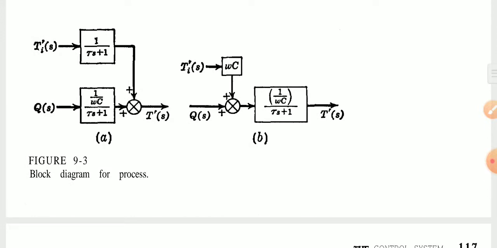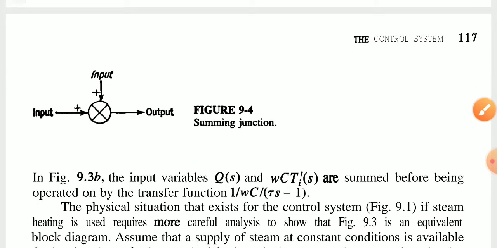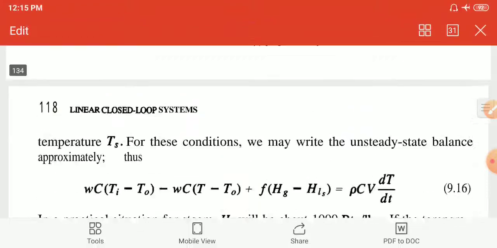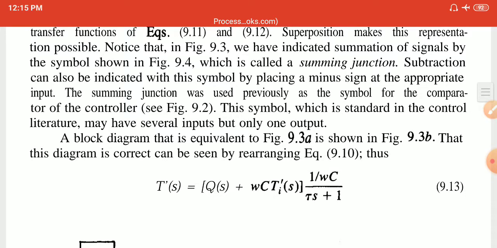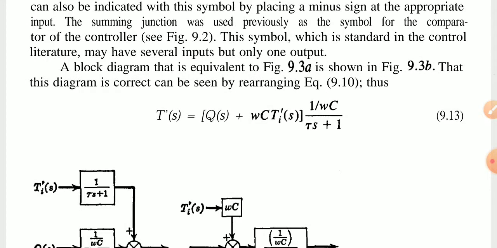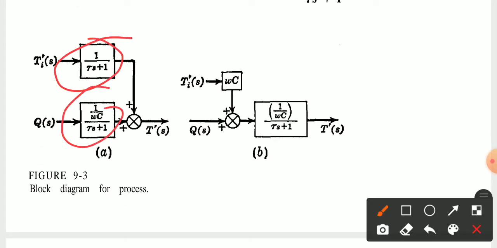Block diagram 9.3a. Okay, 1 upon (tau s plus 1), 1 upon Wc (tau s plus 1). We have seen all these equations in the blocks. Okay, this is the procedure. Then a block diagram that is equivalent to figure 9.3a is shown in figure 9.3b. Okay, this one, which we get by solving the equation.